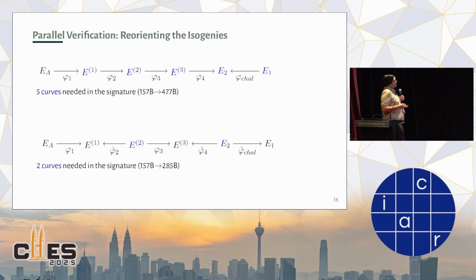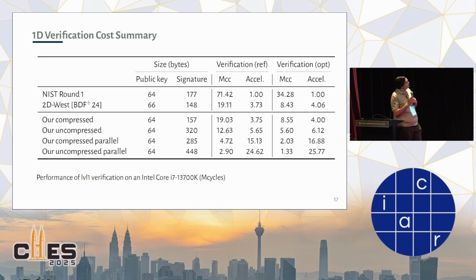However, we figured out that you can change the direction of some of these arrows. So some of these isogenies, you're not verifying them in the conventional direction, but you're rather verifying the dual. And the reason that this is nice is, if you remember, you only have to know the domain of the isogeny, not the codomain. So if you arrange the arrows in this way, now it's only 2 curves that you have to put in the signature. And so this increases your signature size just from 157 bytes to 285.